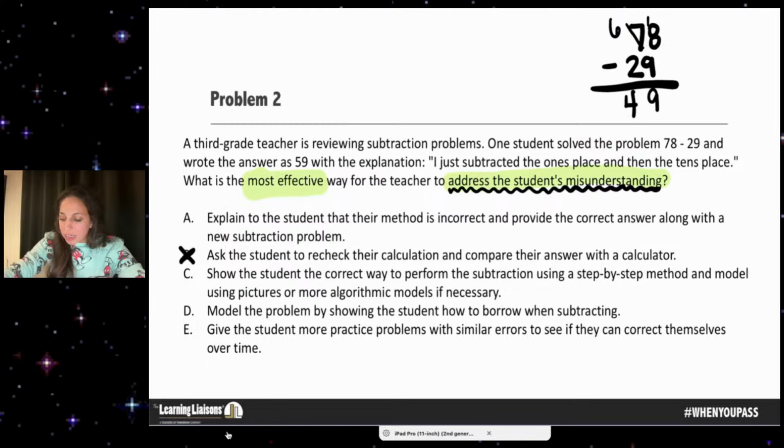Show the student the correct way to perform the subtraction using a step-by-step method, and model using pictures or more algorithmic models if necessary. That sounds very similar to the letter A, where we're explaining to the student that they were incorrect. So let's keep C as well. Model the problem by showing the student how to borrow when subtracting. That sounds very similar to A and C as well. However, D is wrong because we're using the wrong vocabulary. We are absolutely not borrowing anything. We're not going to give it back.